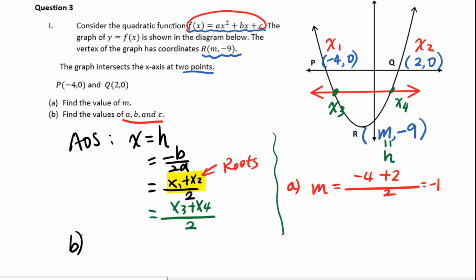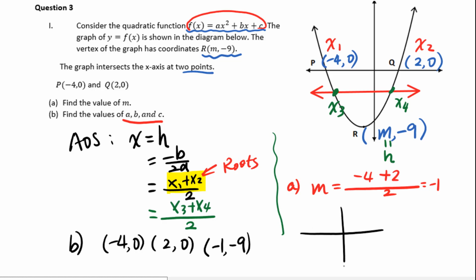For B, remember 2 points determine a linear function. 3 points will determine a quadratic function. We have these 3 points. That is -4, 0, 2, 0, and -1, -9. Let's draw this. X, Y, -4, 0, 2, 0, -1, -9.